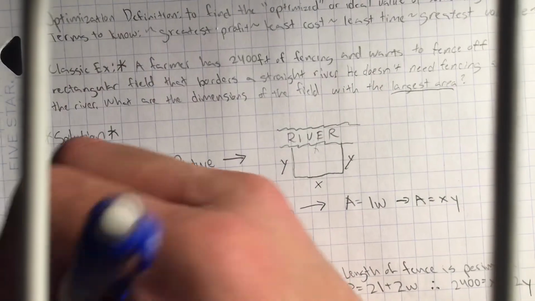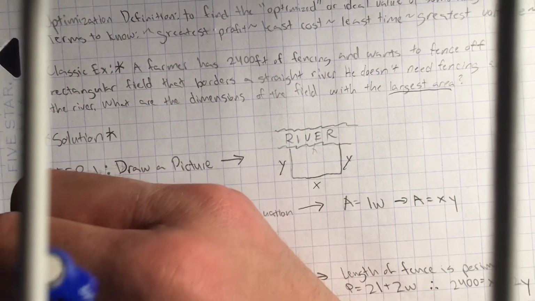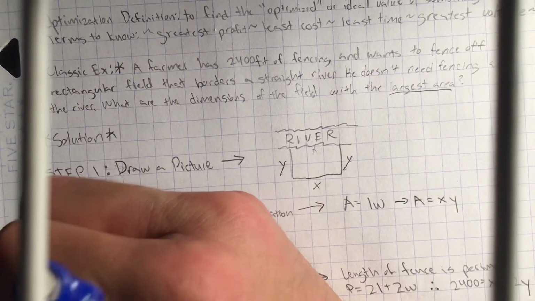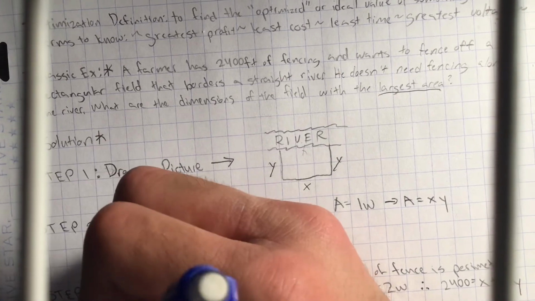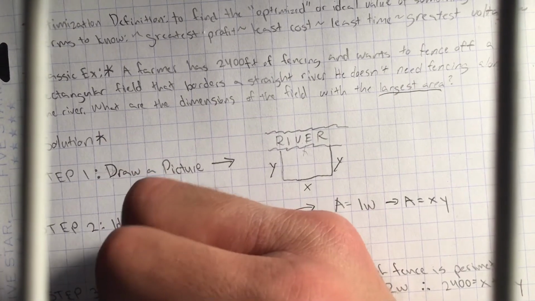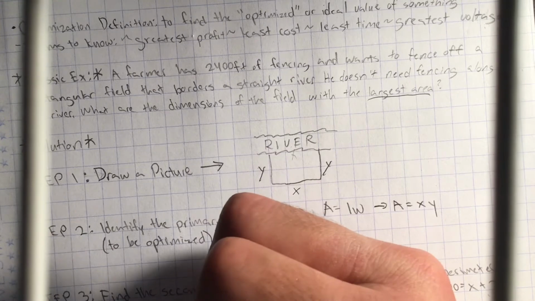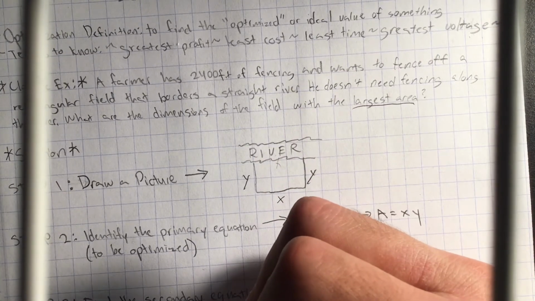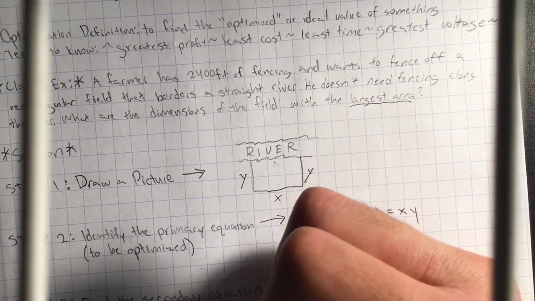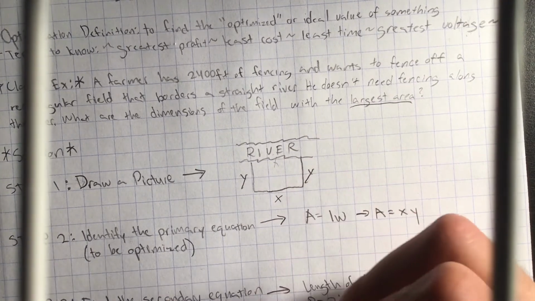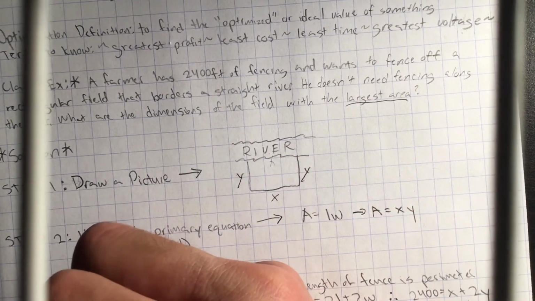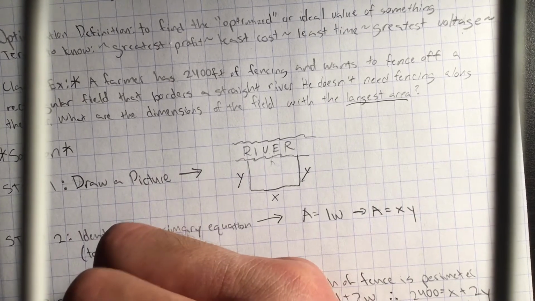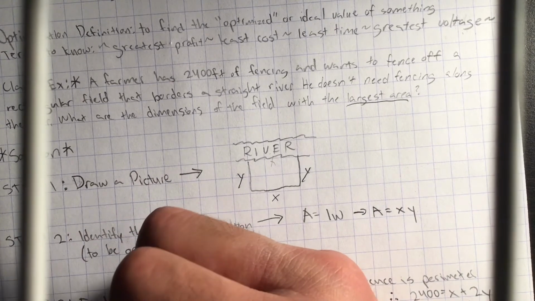On to step 4, is to solve the constraint for a single variable and plug this into the primary equation.